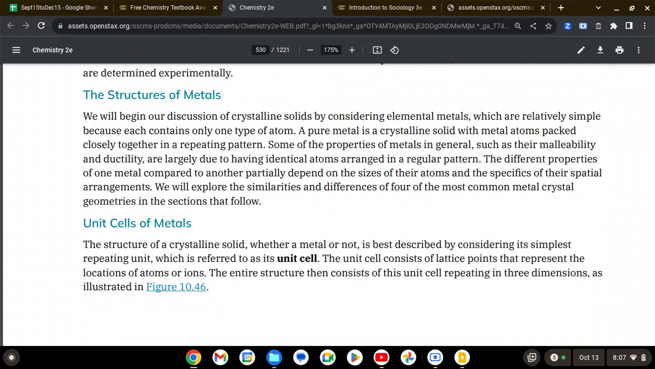The structure of metals. We will begin our discussion of crystalline solids by considering elemental metals, which are relatively simple because each contains only one type of atom. A pure metal is a crystalline solid with metal atoms packed closely together in a repeating pattern. Some of the properties of metals in general, such as their malleability and ductility, are largely due to having identical atoms arranged in a regular pattern. The different properties of one metal compared to another partially depend on the sizes of their atoms and the specifics of their spatial arrangements. We will explore the similarities and differences of four of the most common metal crystal geometries in the sections that follow.